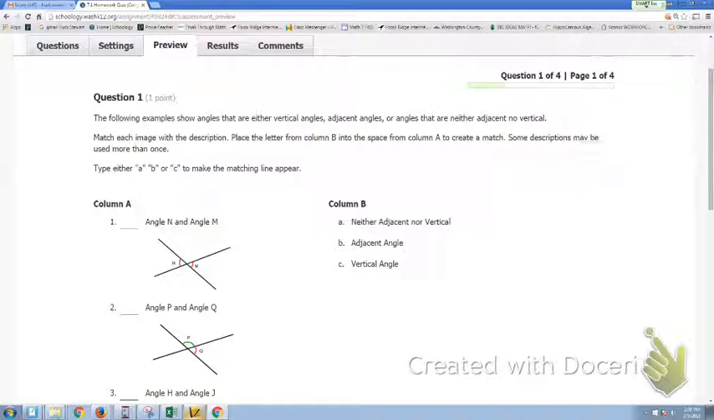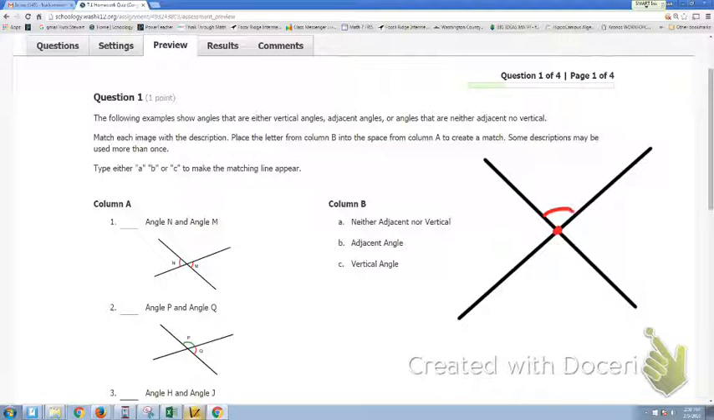Now, vertical angles are a bit more interesting. Vertical angles are always congruent. They form when 2 lines are crossing or intersecting. So these 2 lines are intersecting. They're straight intersecting lines, intersecting at this point, and what's special about them is they are exact opposites of each other. They're opposite corners from each other.